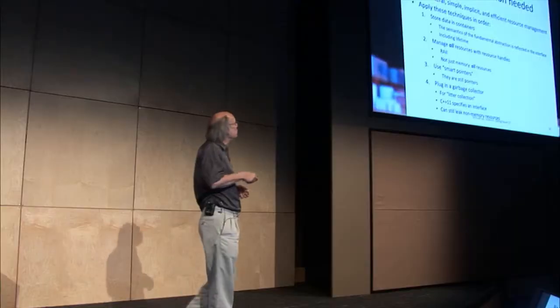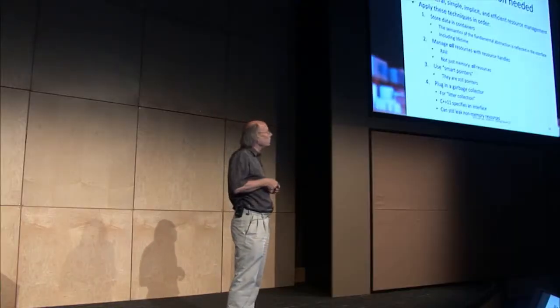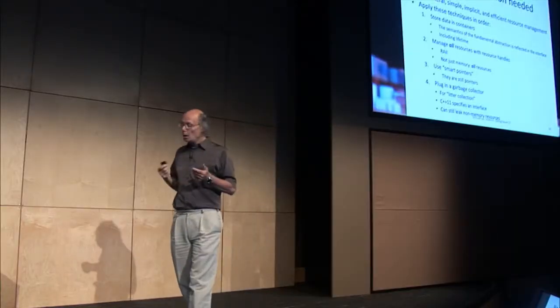In that case, we can plug in a garbage collector. And we get what's known as litter collection. There shouldn't be much garbage because we've already dealt with most of it. So it's relatively cheap. C++11 specifies an interface for this. It can still leak non-memory resources, but it can be efficient, and you can go and do it if you want to.